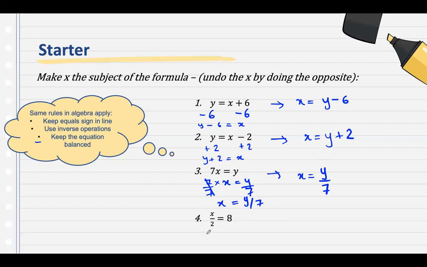And the last one, x is being divided by the 2, so we'll times by 2 on both sides. And so we'll get x equals 2 times 8 is just 16. So the answer to the last one is x is equal to 16. So that's not really a rearrangement, but you get the idea.